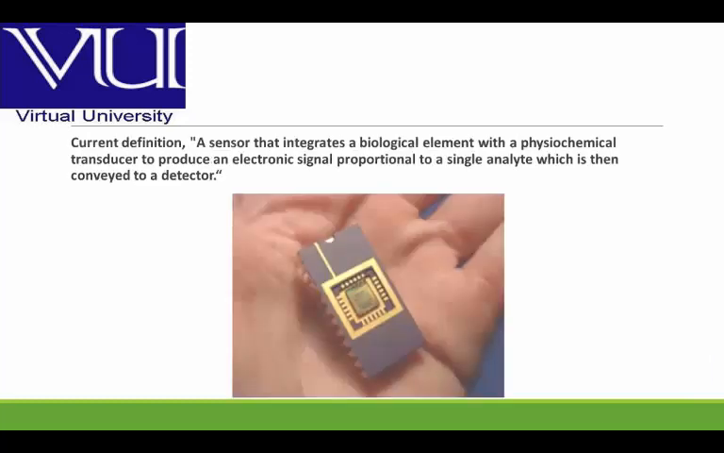Current definition: a sensor that integrates a biological element with physiochemical transducer to produce an electronic signal which is proportional to a single analyte, which is then converted to a detector. Here I am going to give you some examples like potentiometric biosensors, amperometric biosensors, and colorimetric biosensors.